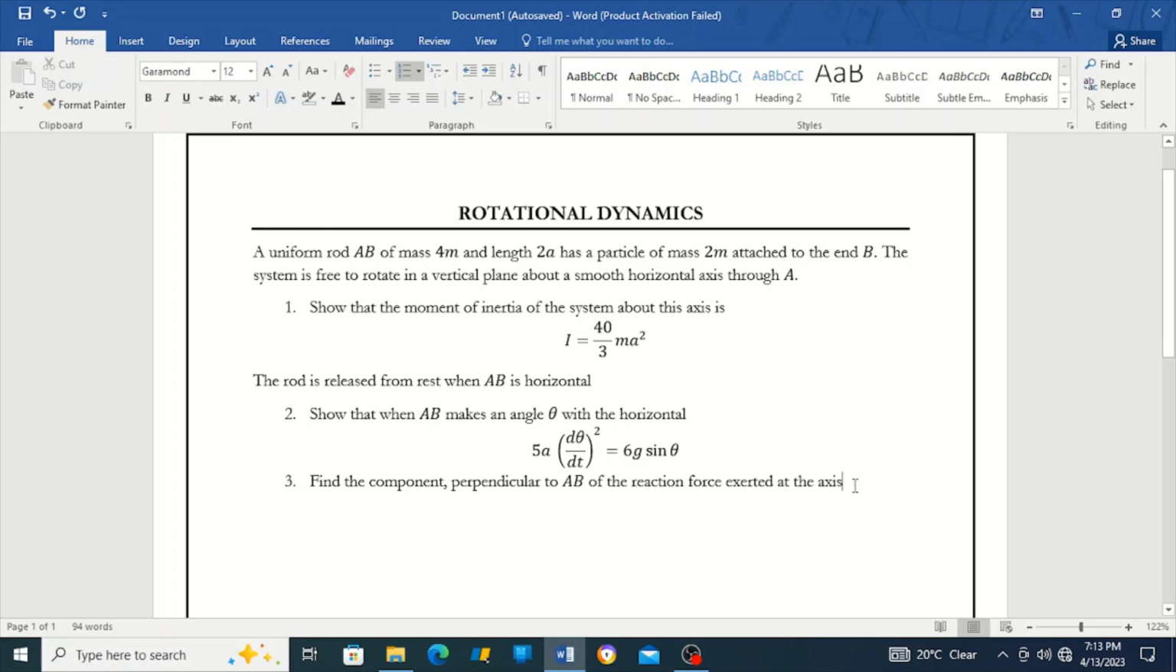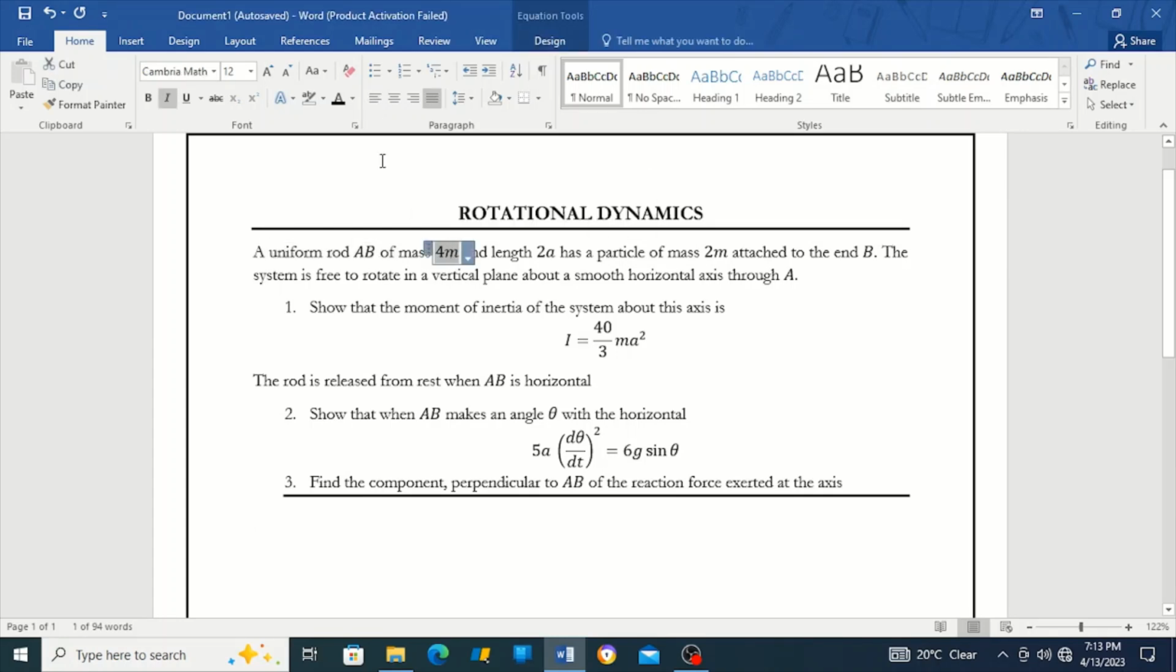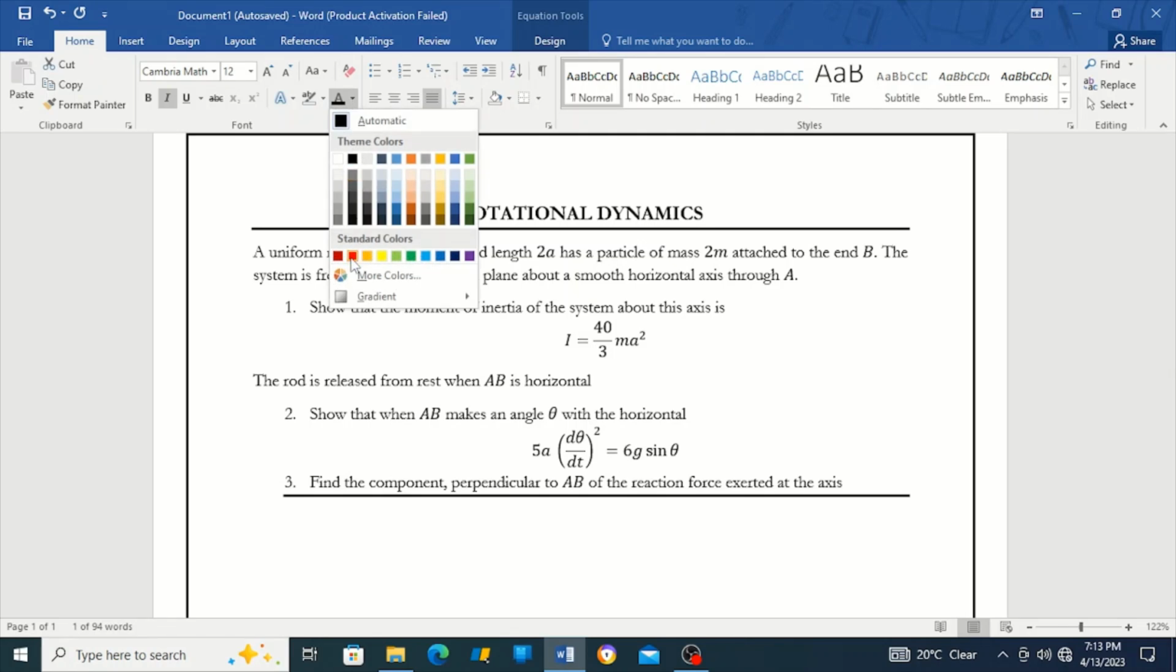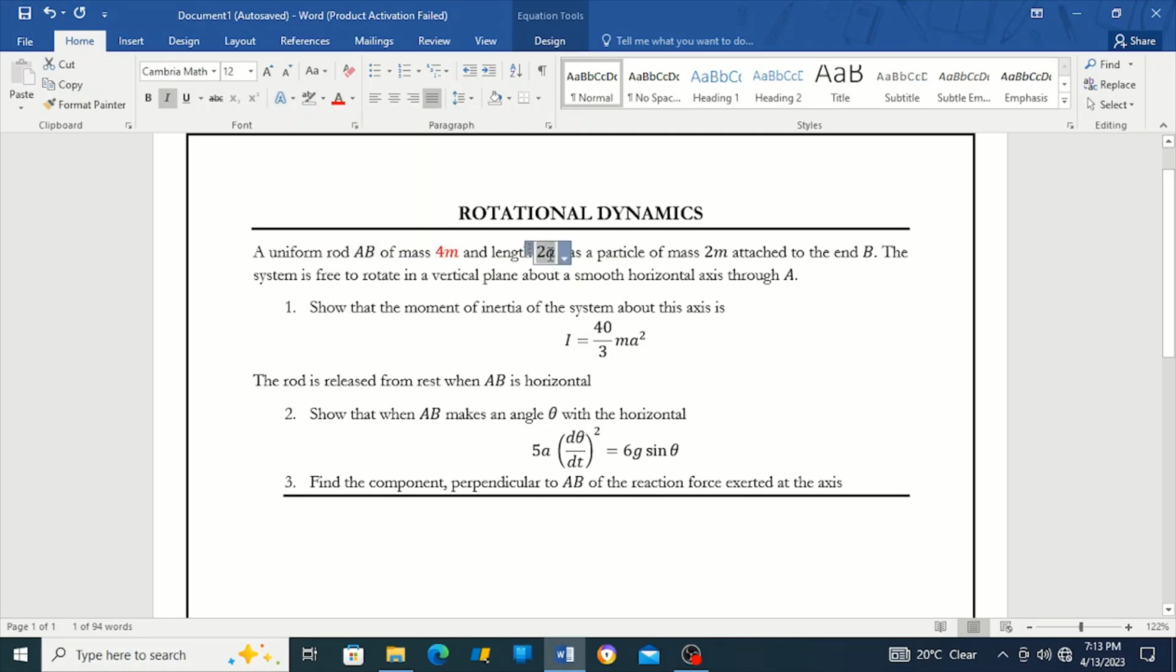So whenever you're faced with questions on this topic, the very first thing to do is to sketch your diagram to see what is happening. So we have a rod AB, they have given us the mass of the rod and the length of the rod, and then we have another particle whose mass is 2m, and this particle is attached to one end of the rod, the end B. Now the system is free to rotate in a vertical plane about a smooth horizontal axis through A.